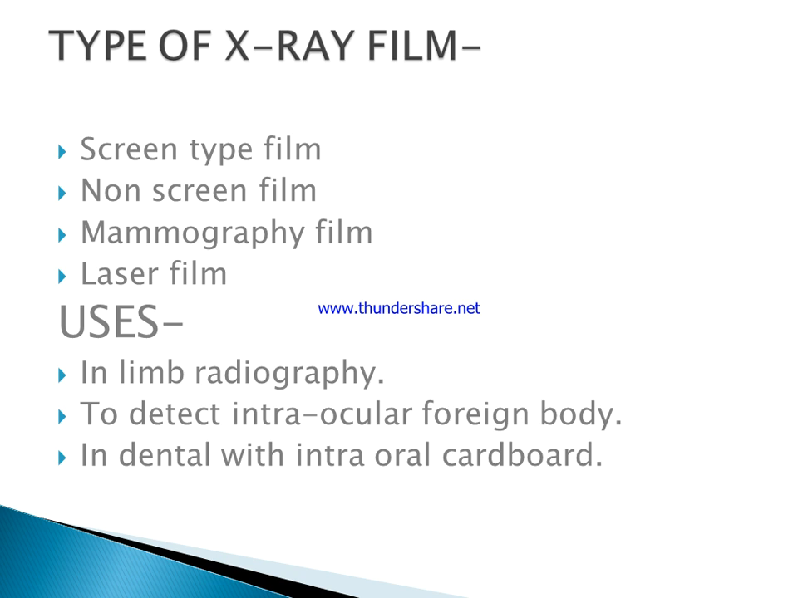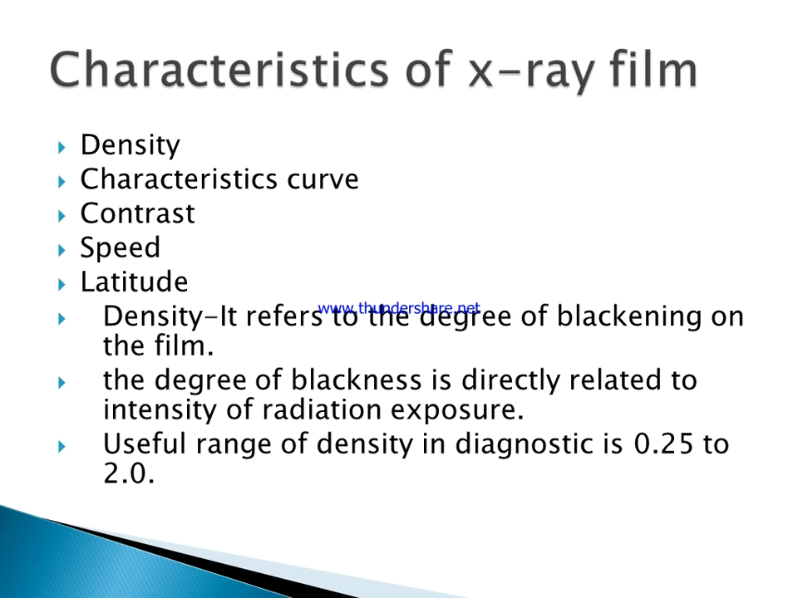Types of X-ray film are screen films, non-screen films, mammography film, laser films. Non-screen film is used in limb radiography, to detect intraocular foreign body, and in dental with intraoral cardboard. Characteristics of X-ray film are density, characteristic curves, speed, contrast, latitude.